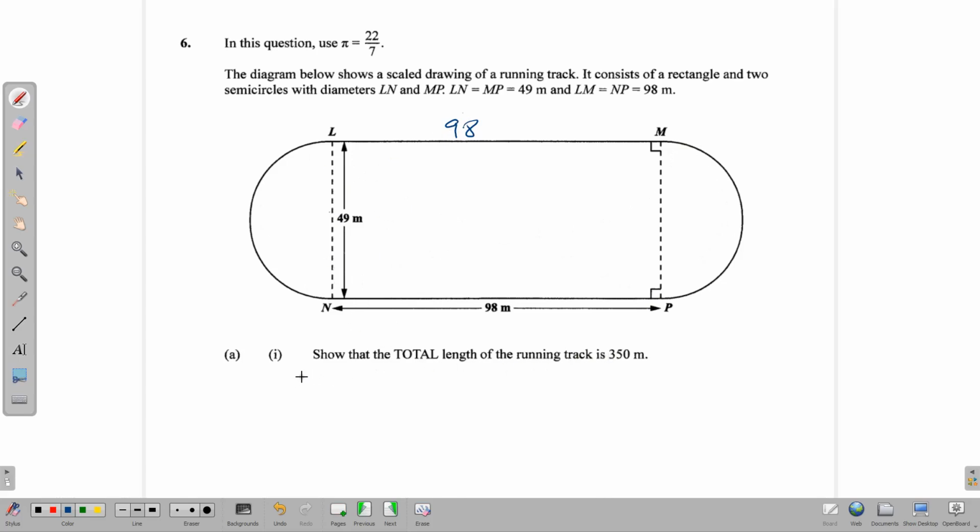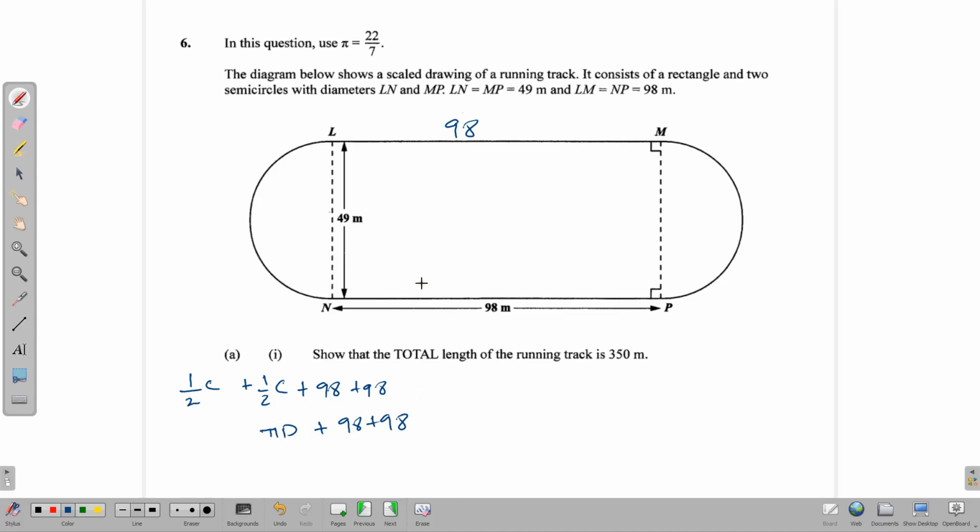Now, in finding the total length of the running track, what we're actually finding is perimeter, and perimeter, as you know, is distance around. So we're going to add this half circle and that half circle plus 98 plus 98, and that would give you the total distance around the track. This half circle and that half circle gives you a full circle. We find that using pi d. So it's pi d plus 98 plus 98.